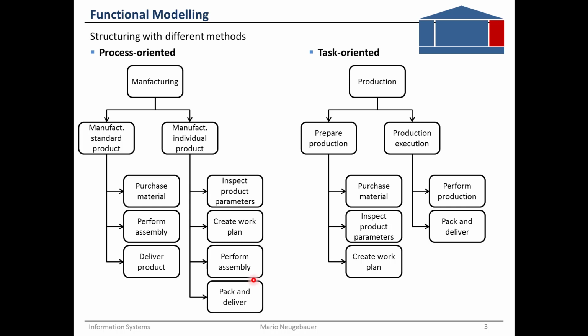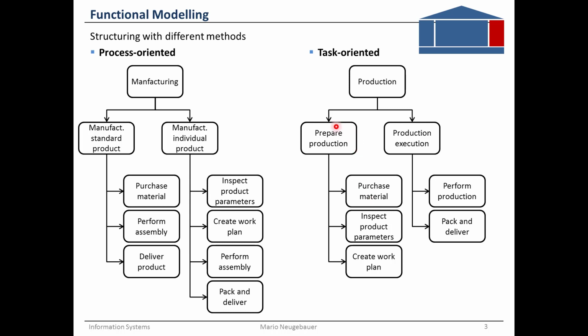So this part first is the process-oriented structure of your functional model. And on the right side, you see the task-oriented organization of the function. So again, you would have the production or manufacturing here, and then you would have some steps which are important for the preparation of the production and other functionalities which might be important for the execution of the production. And you can see here that the names of the functions are similar to the names in the process-oriented view onto the functions, but now they are ordered in a different way.